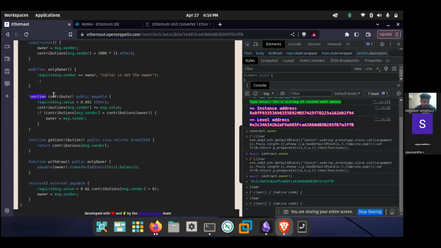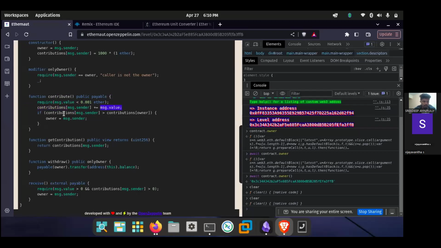Okay, and we have a function here which is public payable, and it requires msg.value to be less than 0.001 ether. So whoever is contributing to the contract must contribute less than this amount. That's how it is mentioned here. And contributions of msg.sender plus-equals msg.value. I hope that is understandable.